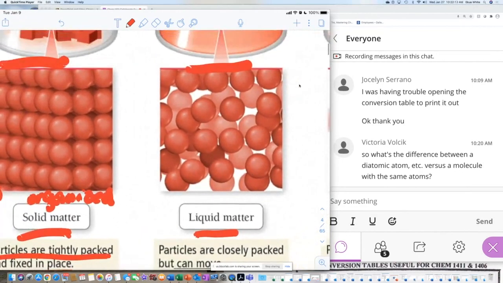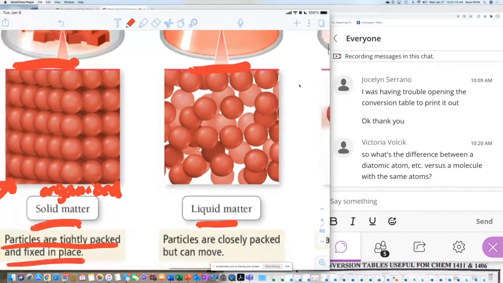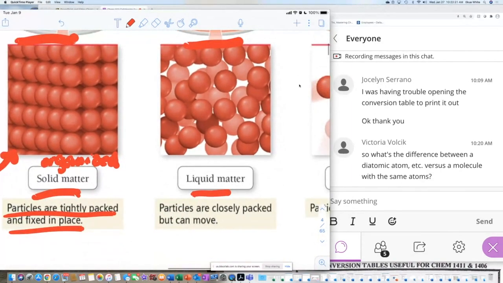And then you have liquid matter. In liquid matter, you do have the atoms sort of close together, but they're not organized. Here you have tightly packed, no personal space. The atoms don't really have a lot of personal space, or I shouldn't call it personal space, atomic space, that's very small. Over here, you have particles that are very closely packed together, but they're able to move. There is some movement there.